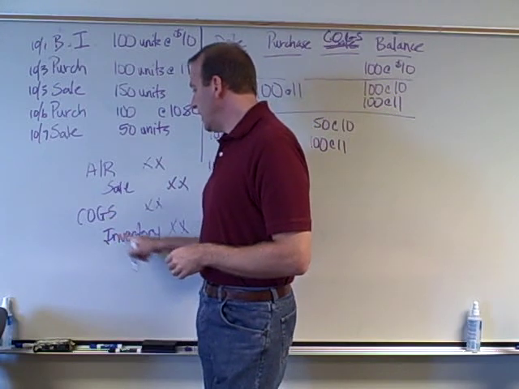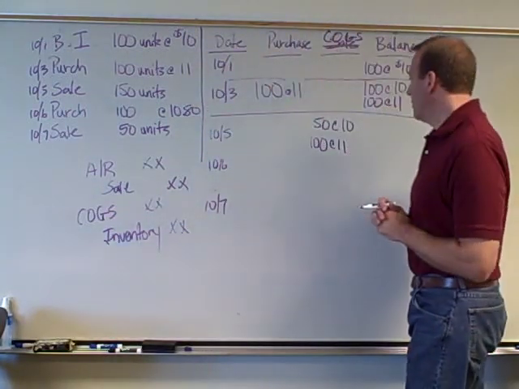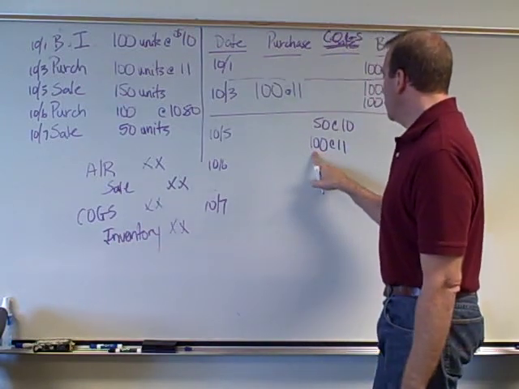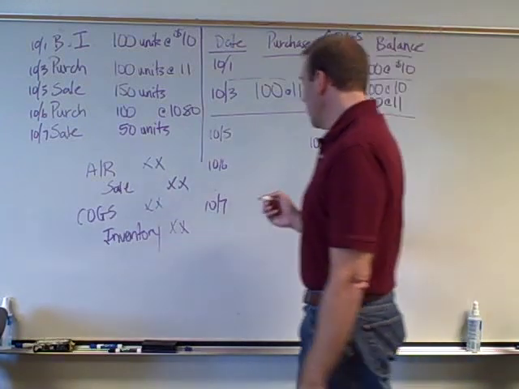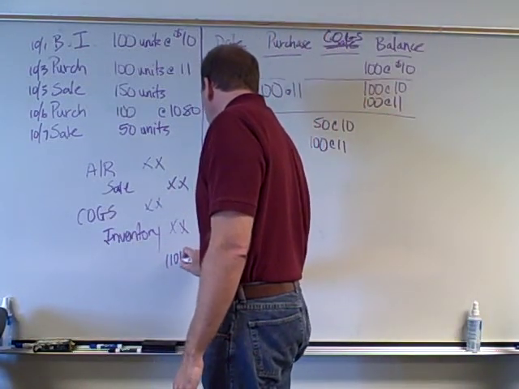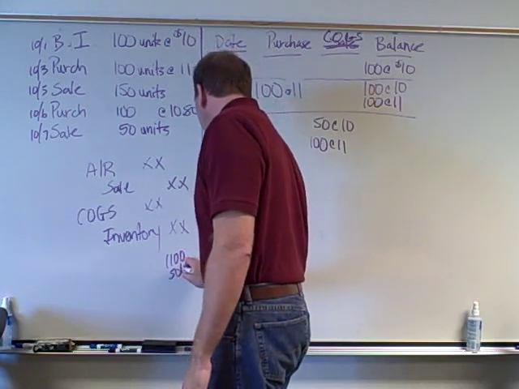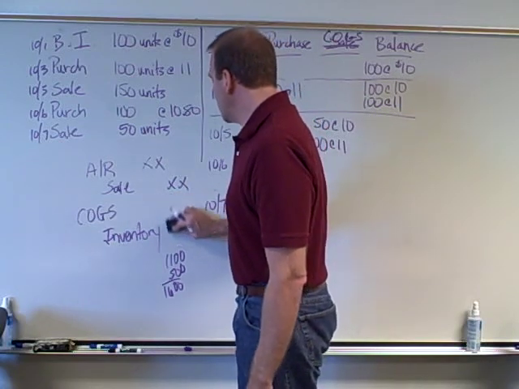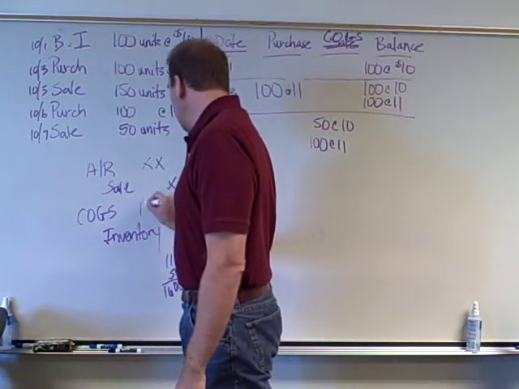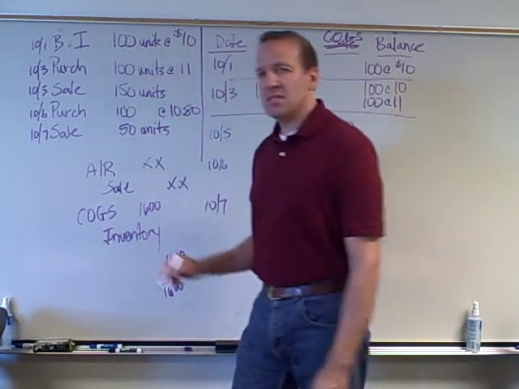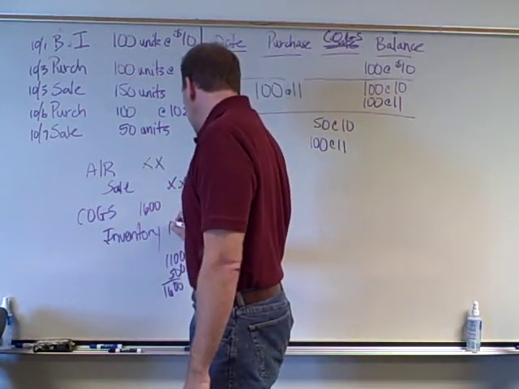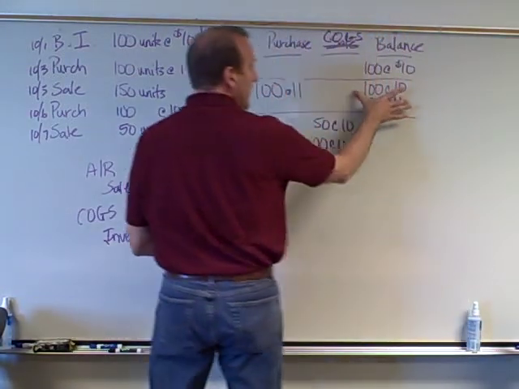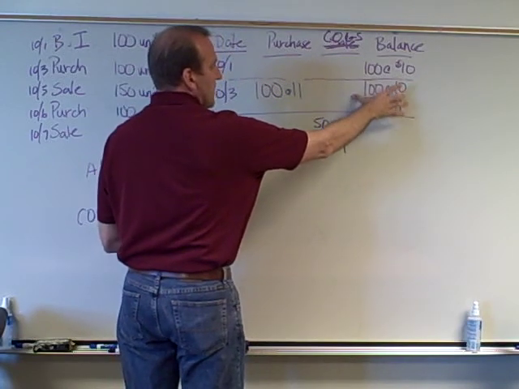Now, with regards to this entry, let's just take a look and see what that answer would be. Well, 50 times 10 is $500, and then 100 times 11 is $1,100. So we've got 1,100 plus 500, so that's $1,600. So what our journal entry would be associated with the sale of this is to recognize 1,600 of cost of goods sold and to recognize a reduction in inventory of 1,600 because these items were in inventory and now they're sold. So we have to take them out of inventory.